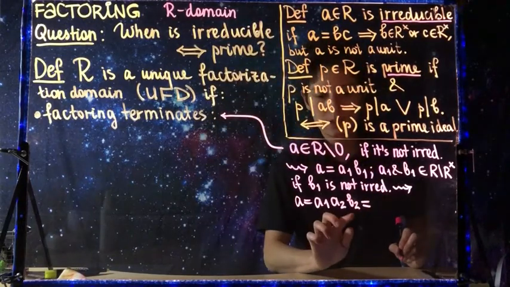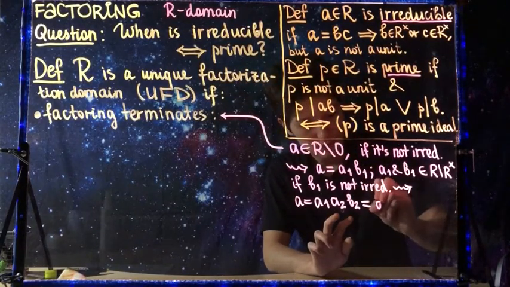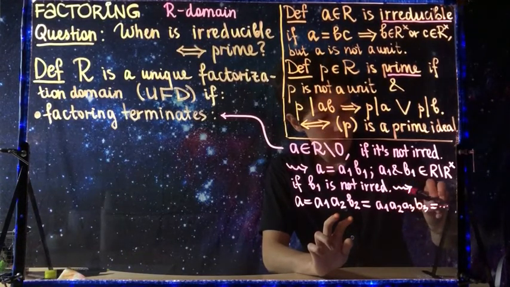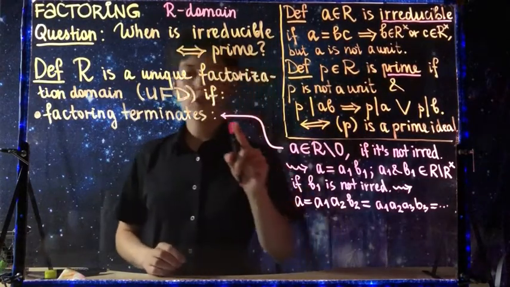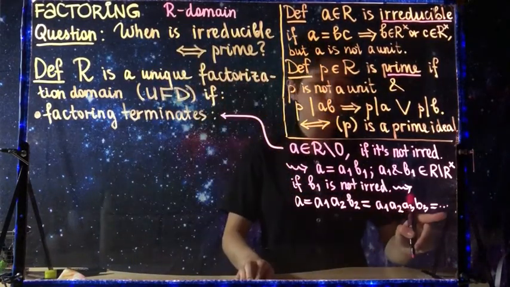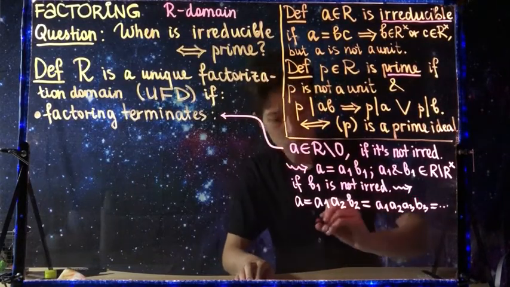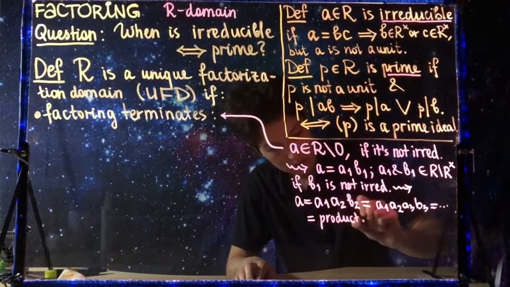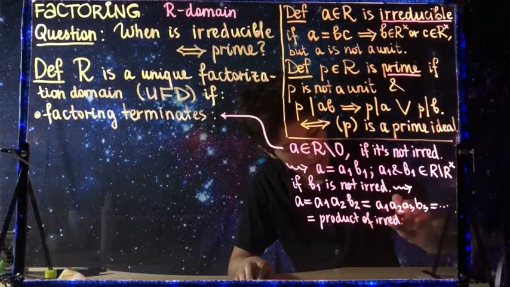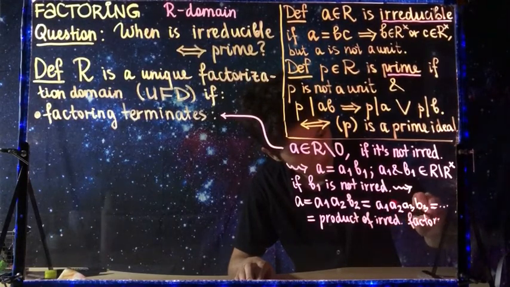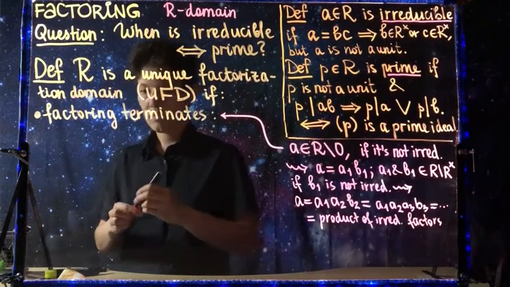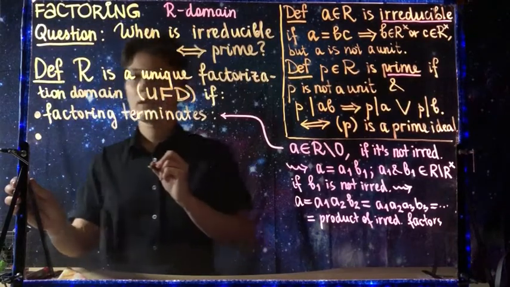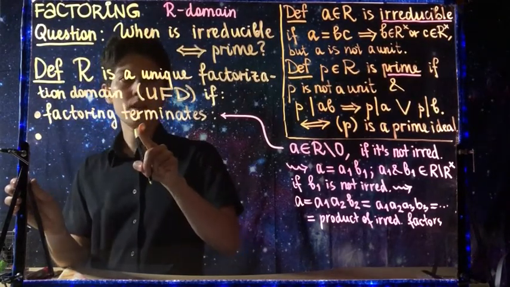And if one of these factors is still not irreducible, we continue factoring into, let's say, A1, A2, A3, B3, etc. And the condition here says that at some point this process will stop. So at some point we will arrive to a product of irreducible factors. And the second condition says that this factoring is unique.